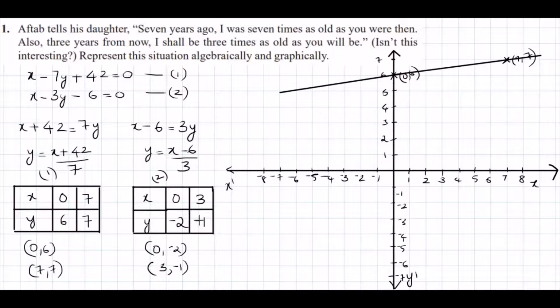Now plot the solutions for the second equation, that is (0, minus 2). So x is 0 and y is minus 2. So the point is here, (0, minus 2). Now (3, minus 1), that is, x is 3 and y value is minus 1. So the point is this, (3, minus 1). Now you have to draw the straight line for the second equation. So connect the points and draw the line.